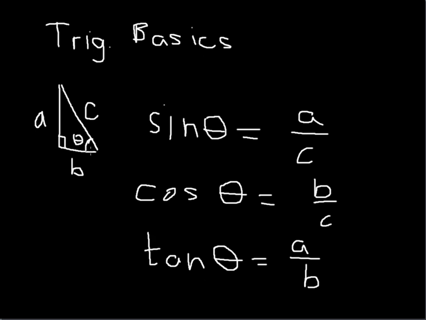Then tan theta is the opposite over the adjacent. So you have the side opposite to your angle divided by the side that's adjacent to your angle. So you get a over b.